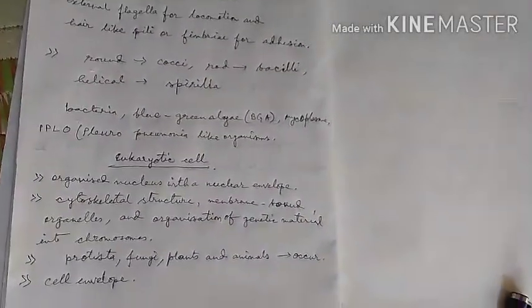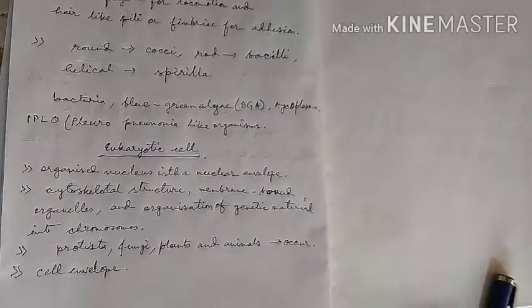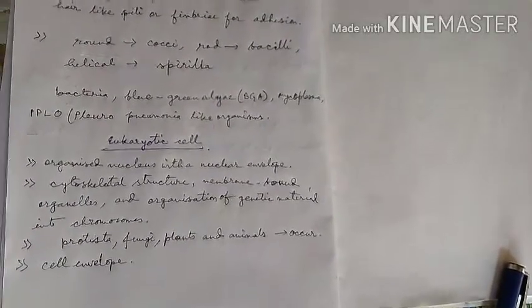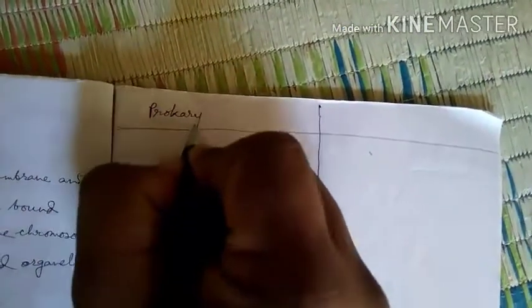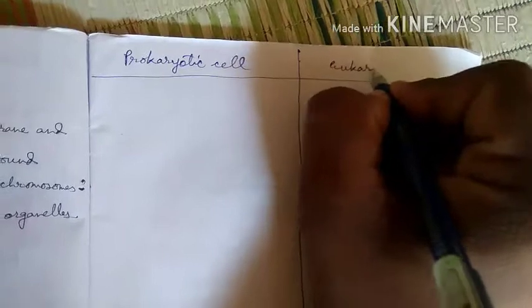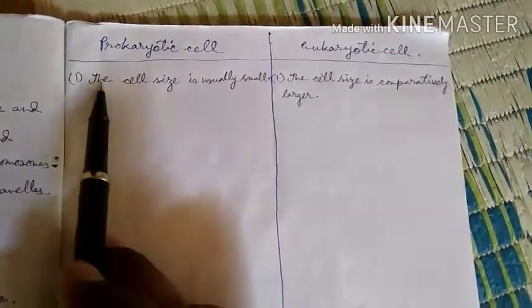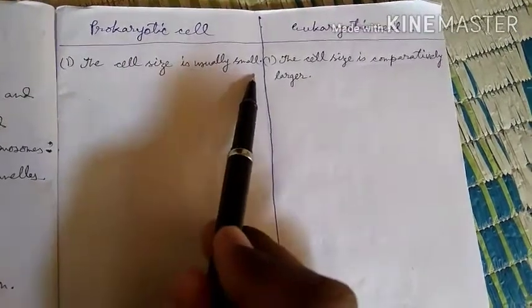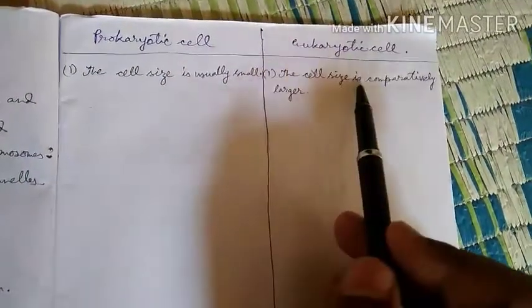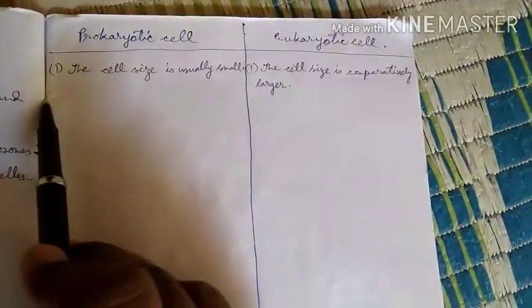So that's the basic concept of eukaryotic cells and prokaryotic cells. Now we'll move to the differences between prokaryotic and eukaryotic cells. On the left side we'll put prokaryotic cell, and on the right side eukaryotic cell. The first point is cell size. Prokaryotic cells are usually small, and eukaryotic cells are comparatively larger than prokaryotic cells.